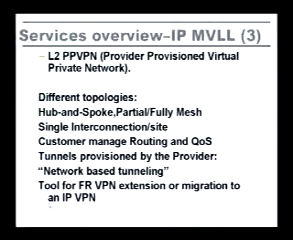You can do layer 2 VPNs, provide a provisioned virtual private network, where you can have different topologies: hub and spoke, partial or fully meshed. You need only a single interconnection per site. The customer manages his own routing and QoS, and the tunnels are provisioned by the provider. It can also be used as a kind of Frame Relay VPN extension in the case you are not offering Frame Relay services, or as a tool to migrate a Frame Relay VPN to an IP VPN.